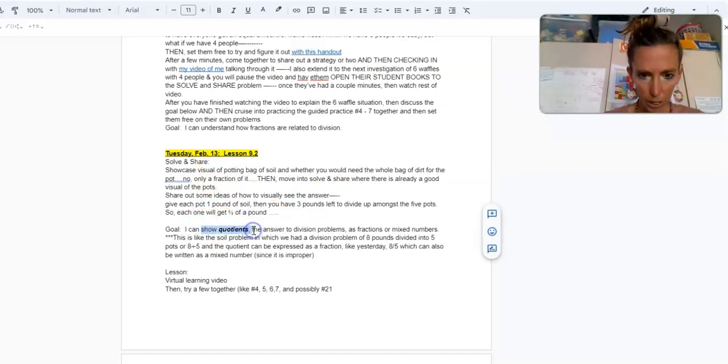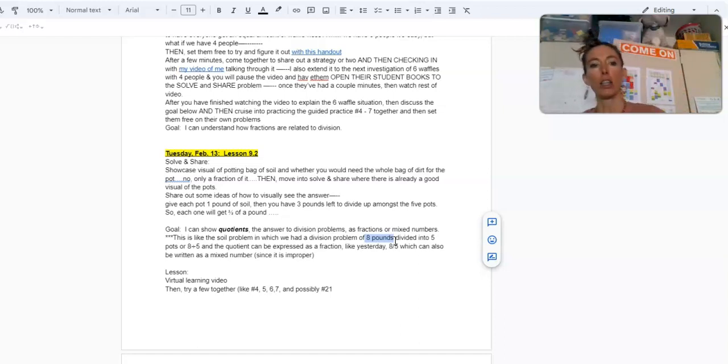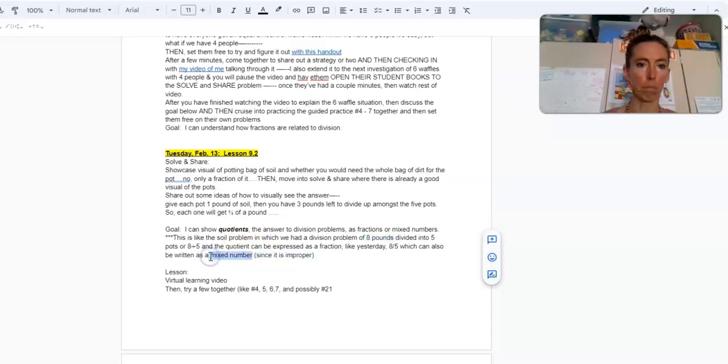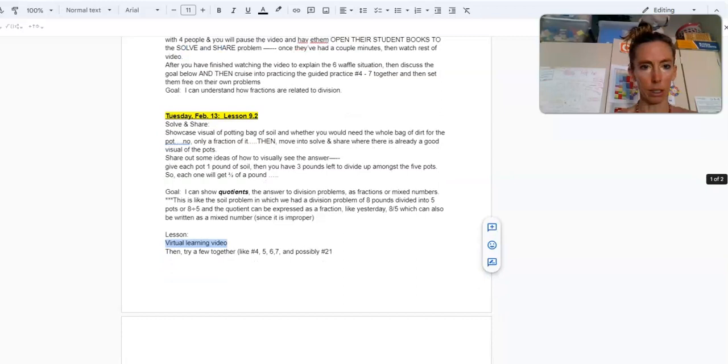I can show quotients, which are the answers to division problems, as fractions or mixed numbers. Because I explained in the soil problem in the solve and share, we had 8 pounds of soil that we were dividing amongst 5 pots. So from our work yesterday, I look at that division and I can make a fraction out of it. That's 8/5. But 8/5 is improper, so I can change that to a mixed number. Okay? So virtual learning video is good, and then just go forth and practice.